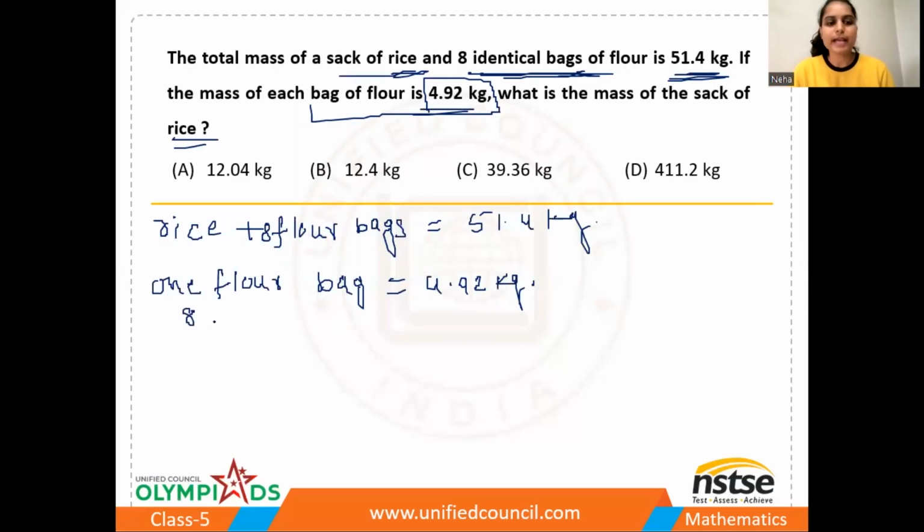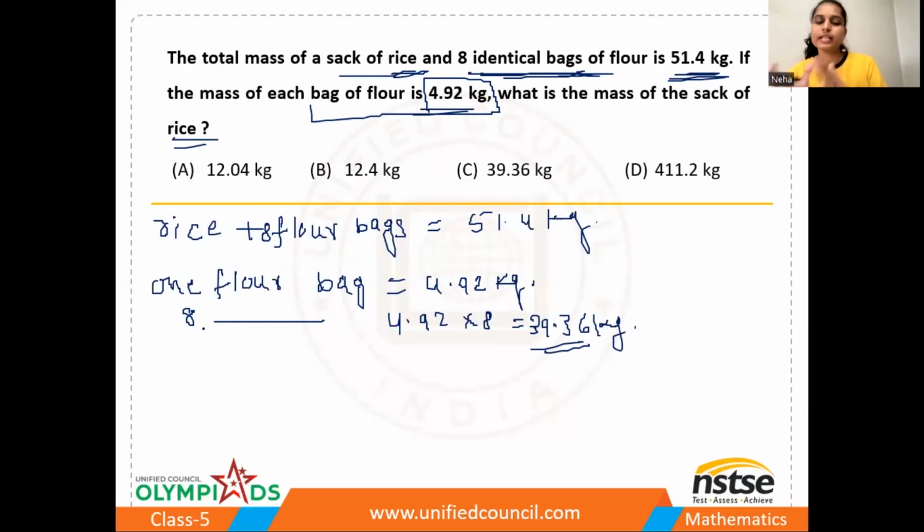So for 8 bags, it will be 4.92 multiplied by 8. Okay, so 8 times 2 is 16, 6 carry 1, and then 8 times 9 is 72 plus 1 is 73, carry 7, and 8 times 4 is 32 plus 7 is 39. So this is 39.36, 39.36 kg, right? Correct? So the weight for 8 identical bags of flour is 39.36 kg. So now I have the weight for 8 flour bags, right? So I can easily find out the weight for the rice, right?